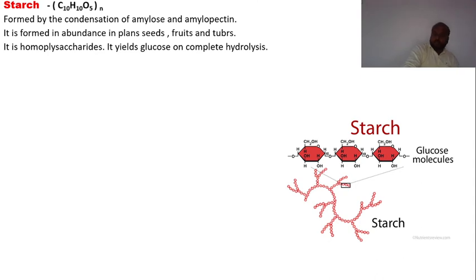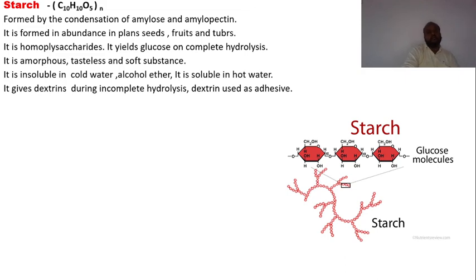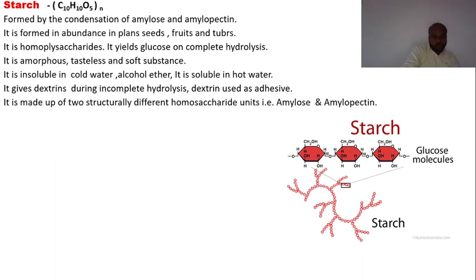It is a homopolysaccharide, that means when hydrolyzed we get only glucose as a single saccharide. It is amorphous, tasteless and soft. It is insoluble in cold water, alcohol and ether, but soluble in hot water. It gives dextrin during incomplete hydrolysis, and dextrin is used as an adhesive. It is made up of two structurally different homosaccharide units: one is amylose, another is amylopectin.